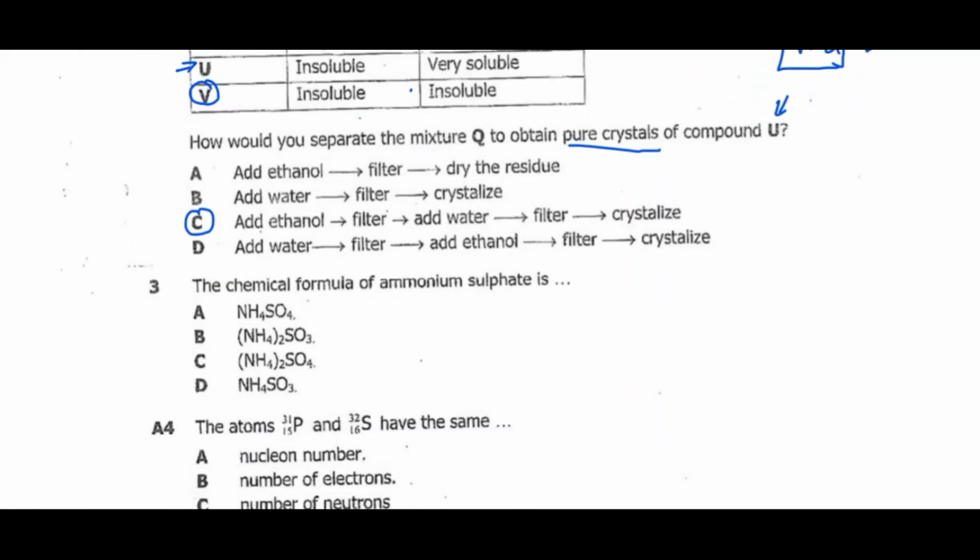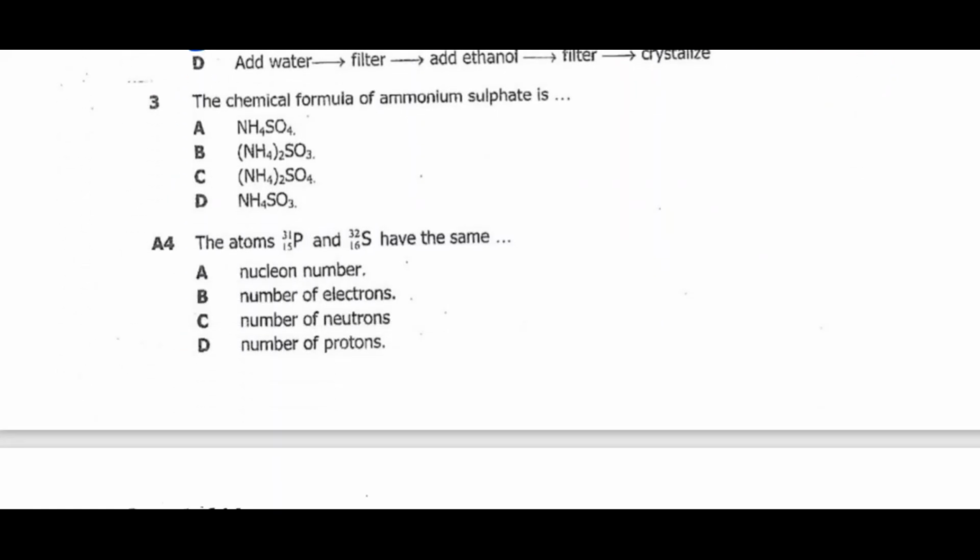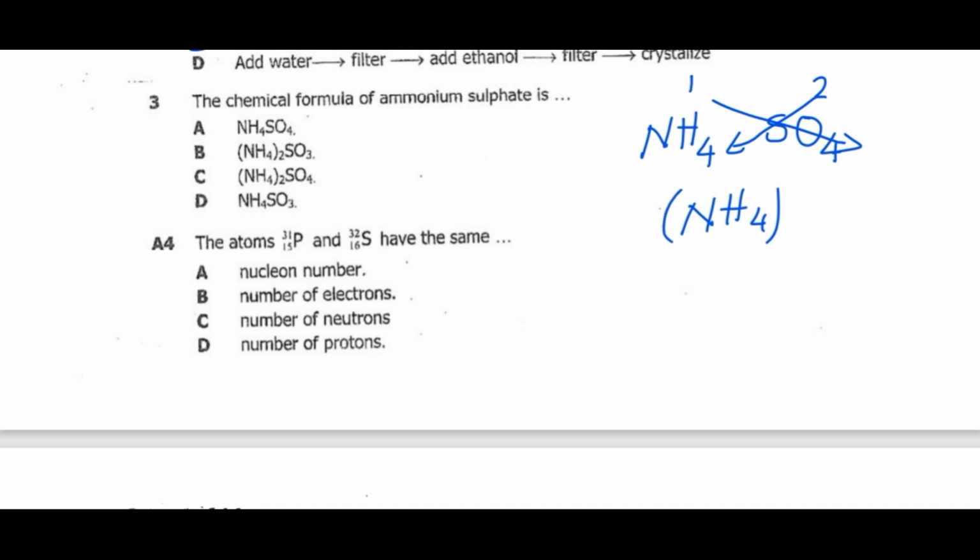Then we move on to question 3. Question 3, the chemical formula of ammonium sulfate is. What is the chemical symbol for ammonium? Ammonium is NH4 with a valence of 1. Then sulfate is a radical with a valence of 2. If we use the crisscross method, this will give us (NH4)2 then SO4. So this is our final answer, and we can see that the answer is C.